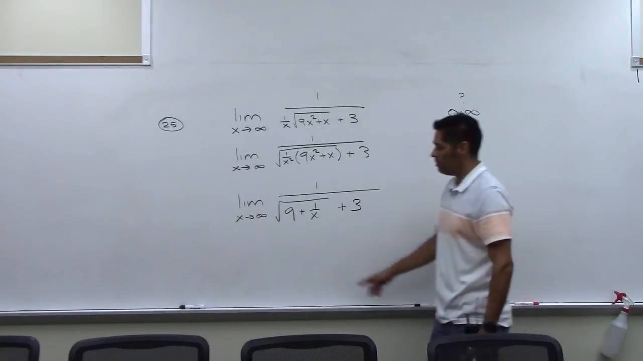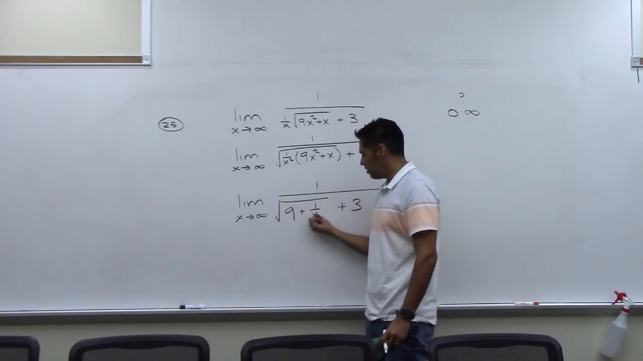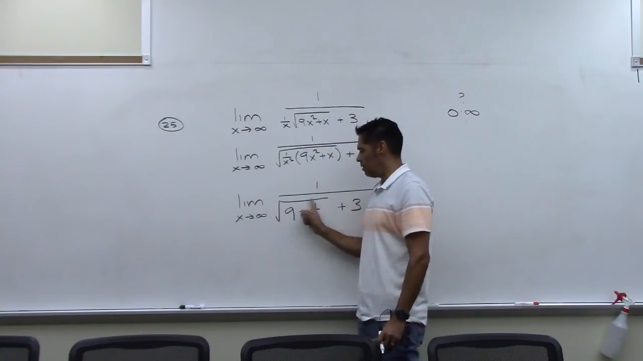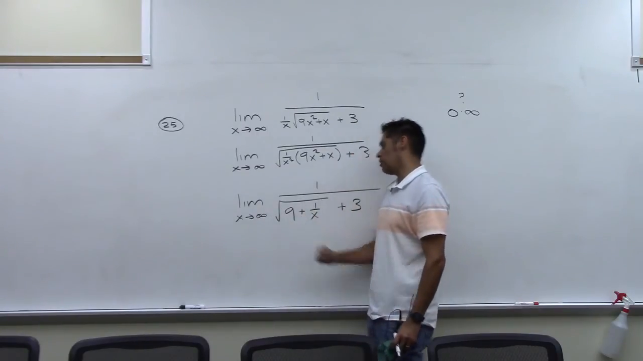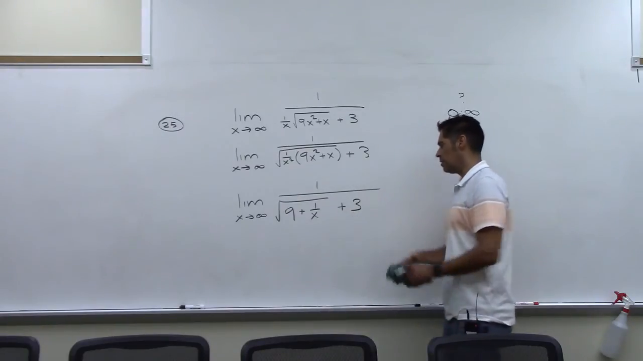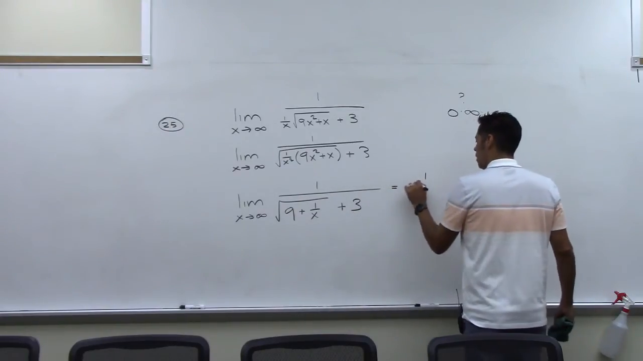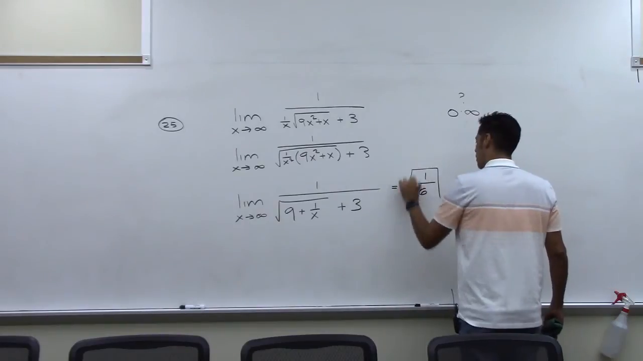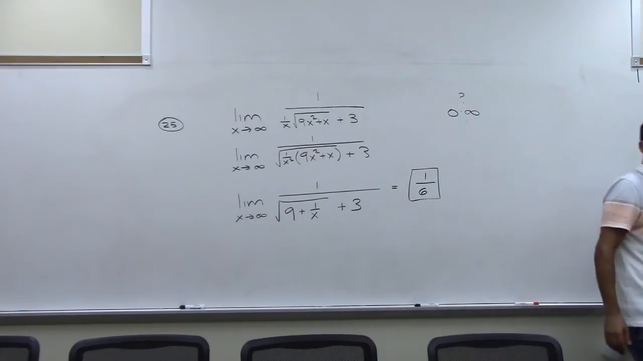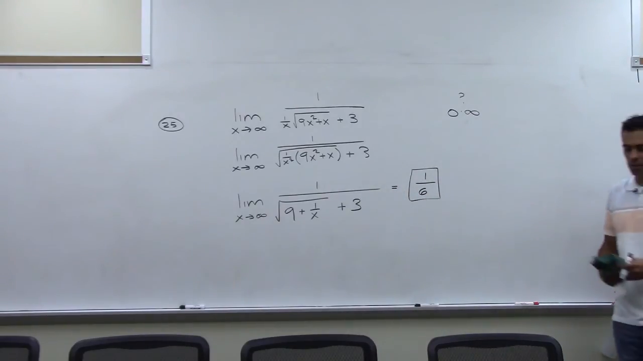Because if we let x go to infinity now, this goes to 0. And you get the square root of 9. But the square root of 9 is 3. 3 plus 3 is 6. So this should just be 1 over 6, 1/6. That's it.